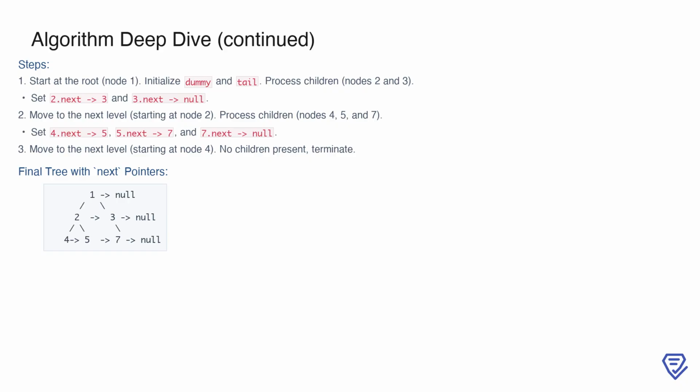terminates. At the end of this process, the final tree structure has next pointers such that nodes at the same level are connected, while the last node in each level points to null. This ensures the algorithm handles both sparse and complete levels seamlessly.